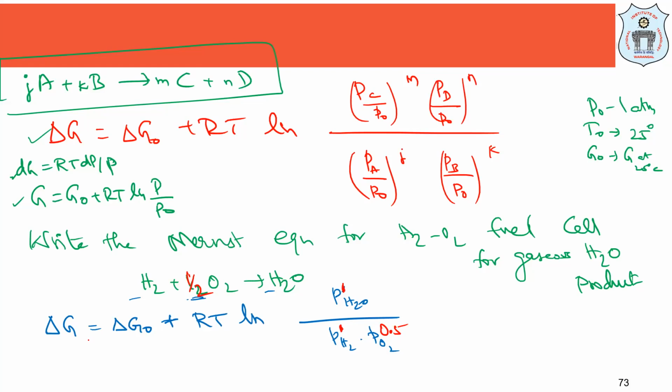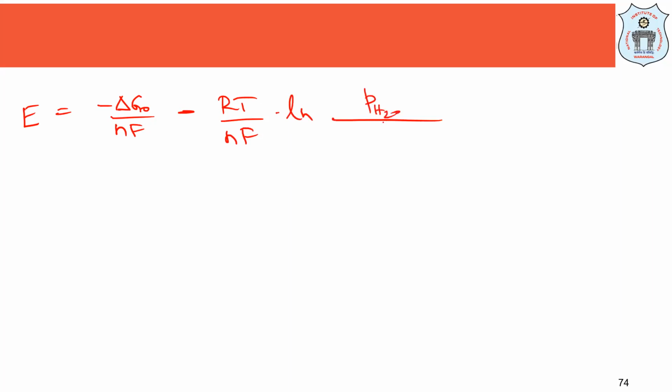So if delta G is this, then what is E? E is nothing but minus delta G by NF. Right? So let it be equation number 2, let it be equation number 1. Substitute 1 into 2, what do we get? E equal to minus delta G naught by NF minus RT by NF into ln of PH2O, P of H2, PO2 power 0.5. Okay.